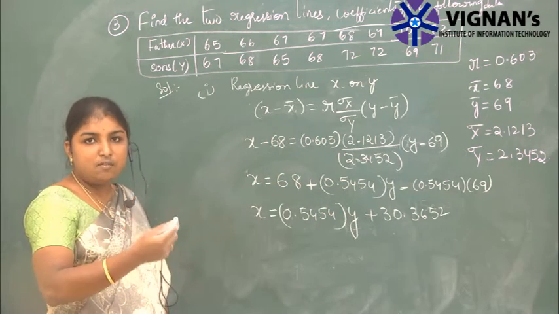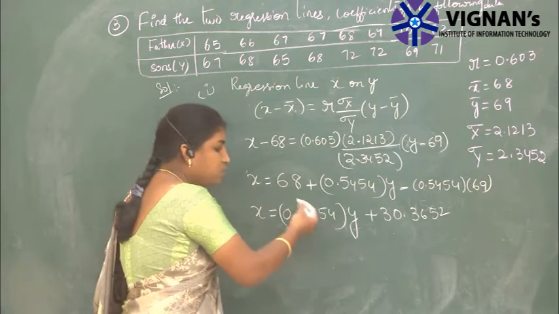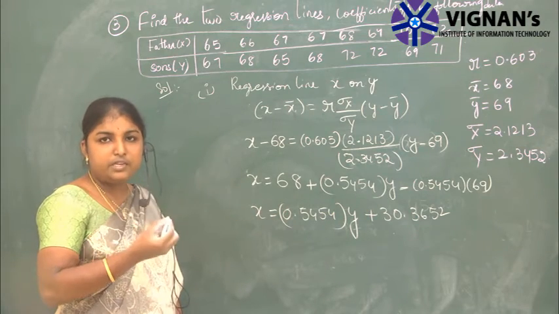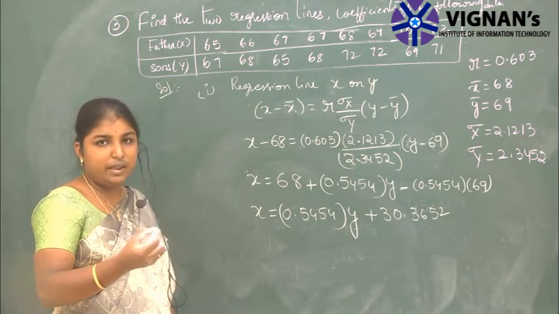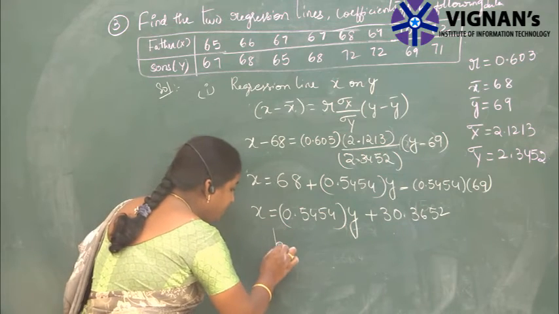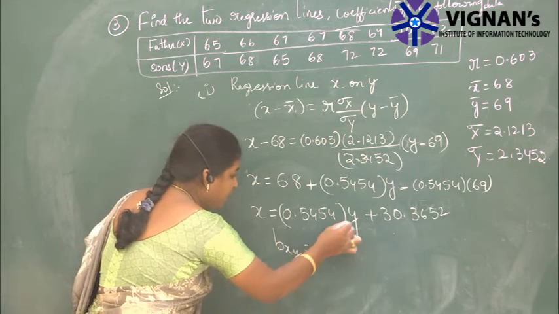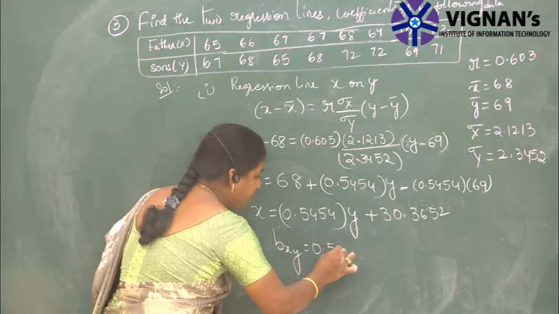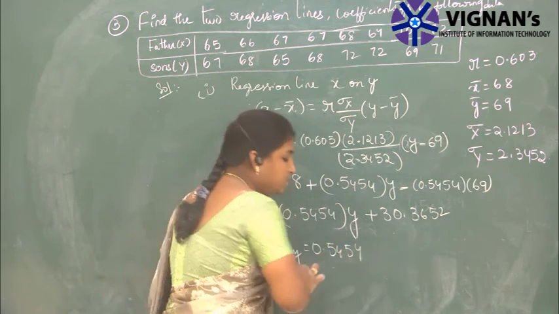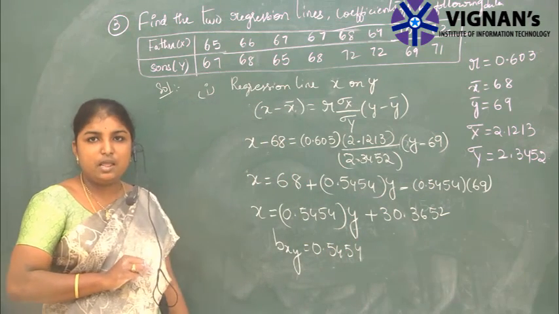In the x on y line, the y coefficient is known as the regression coefficient for x on y. So that can be represented by bxy. The y coefficient is 0.5454. So this is the regression coefficient of x on y.